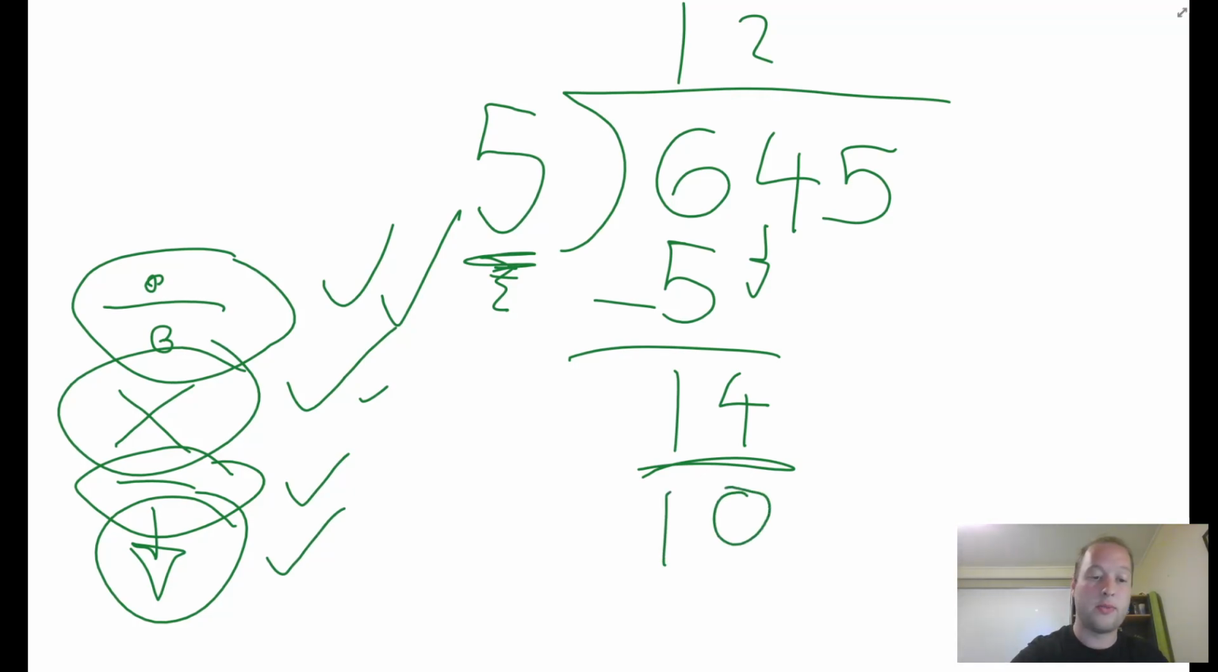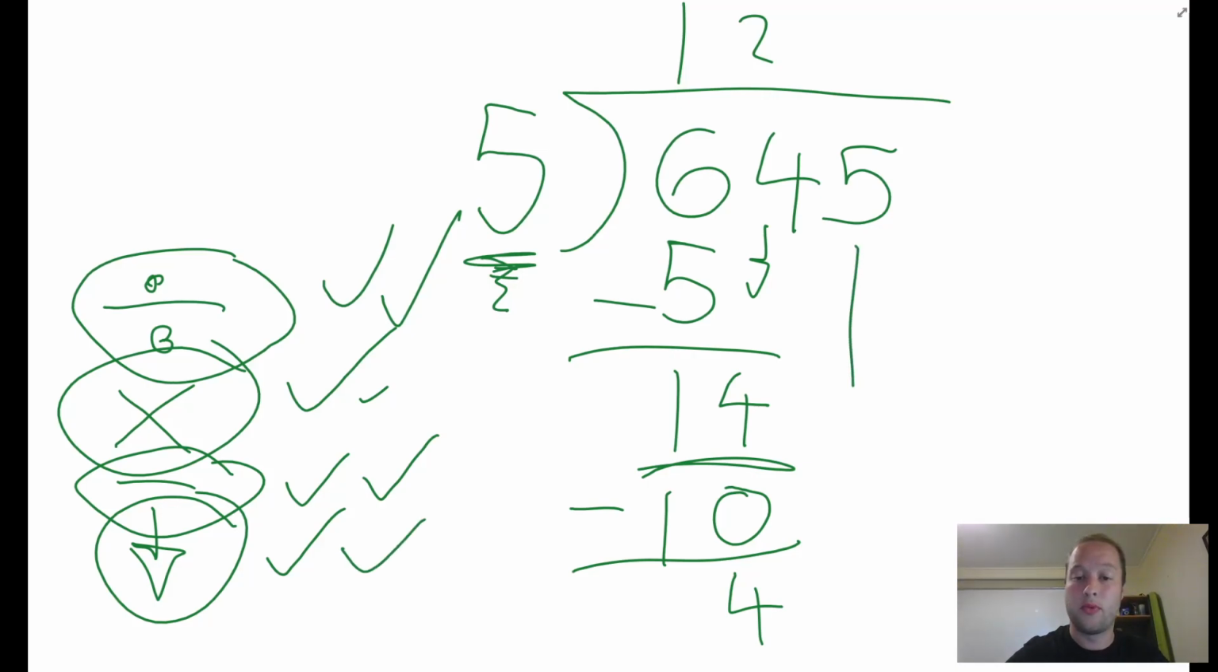Now we're going to do the subtraction step. So 14 take away 10 is 4. And then we do our drop down step. We bring down this 5, and our next place value that we're working on is 45.